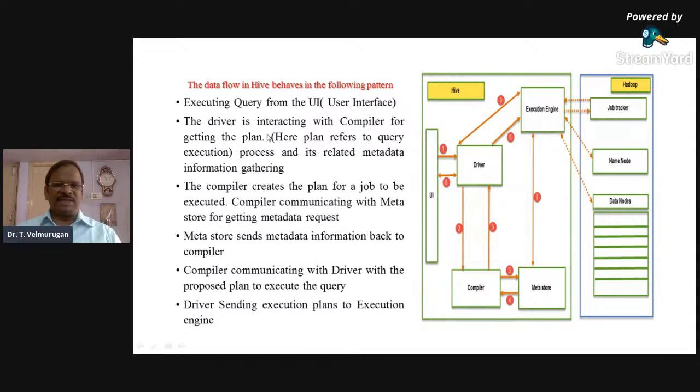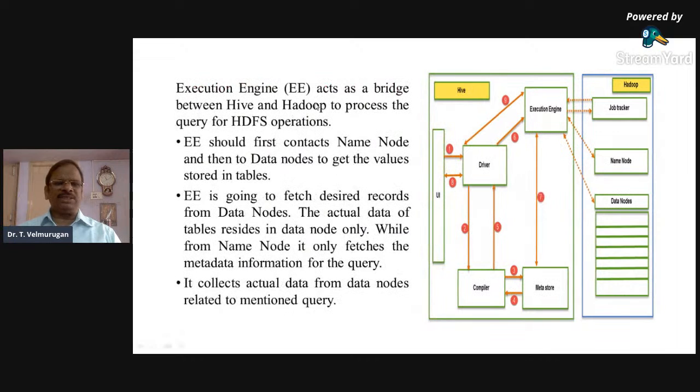Okay, so the driver interacts with the compiler to get the plan. The compiler creates the plan for the job to be executed. The metastore sends metadata information back to the compiler. The compiler communicates with the driver with the proposed plan to execute the query. The driver sends execution plans to the execution engine. The execution engine is the final phase of the Hive software, which produces outputs that are the input of the MapReduce method. The execution engine acts as a bridge, the interface between Hive and Hadoop.